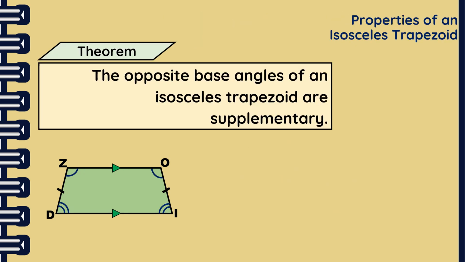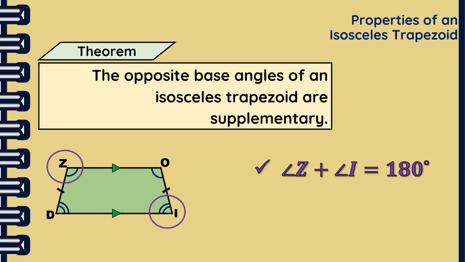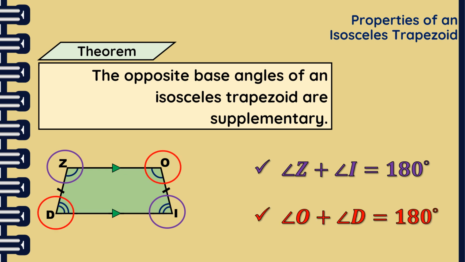The opposite base angles of an isosceles trapezoid are supplementary, meaning the sum of the measures of the two angles must be 180 degrees. Angles Z and I in quadrilateral ZOID are opposite base angles. Therefore, their sum is equal to 180 degrees. The same is true for the measures of angles D and O, which are also opposite base angles of quadrilateral ZOID. It must also be 180 degrees.